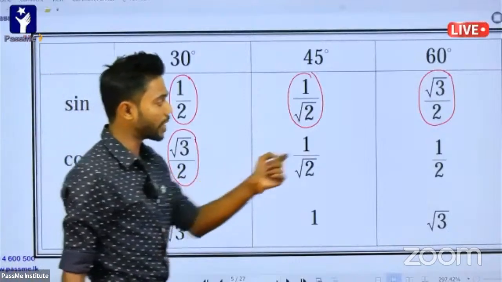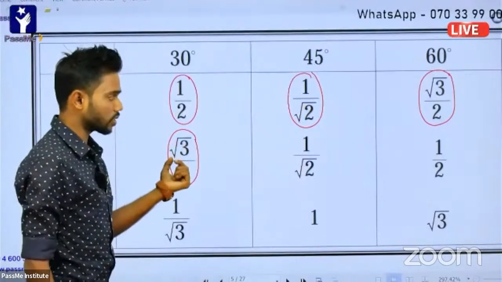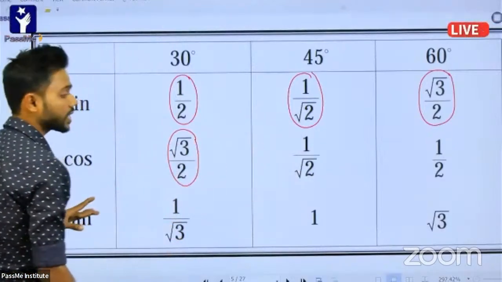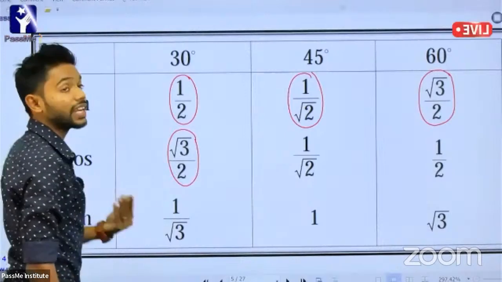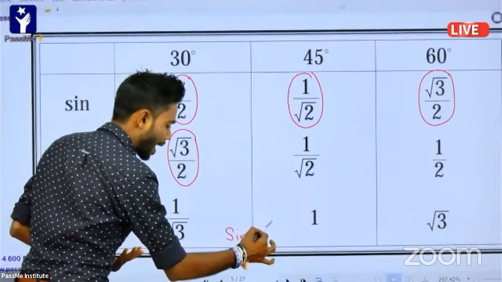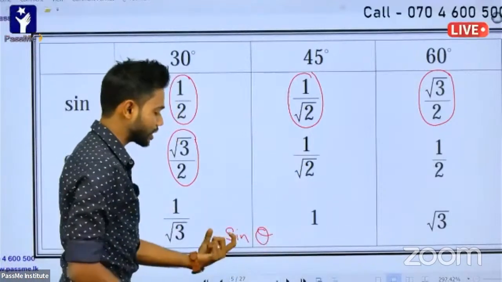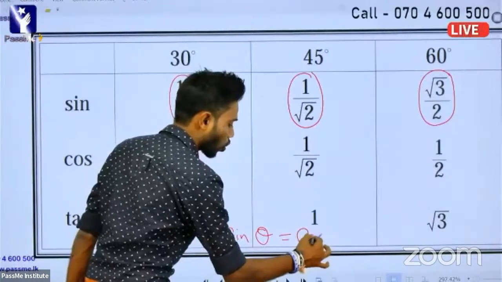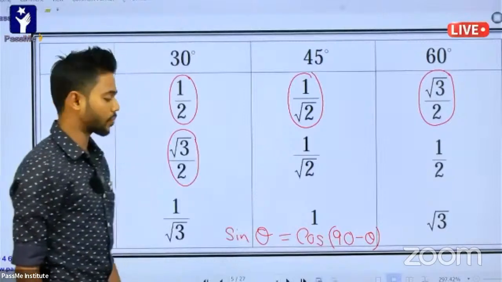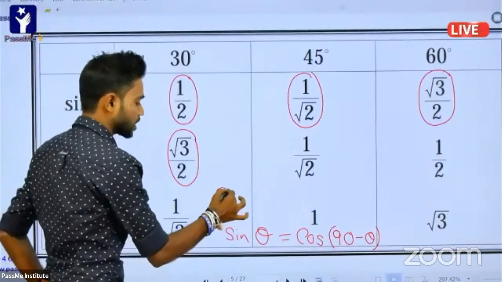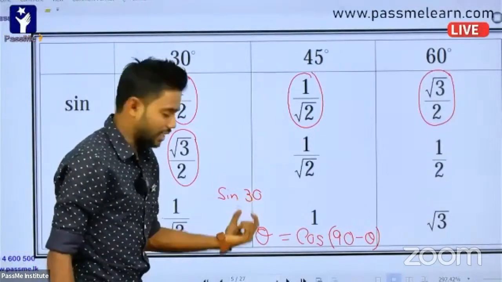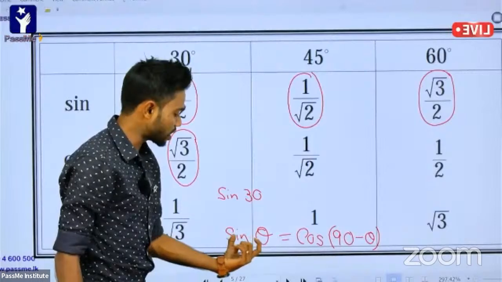So don't remember it like this, where this value comes in this place and that one comes here. You should have a systematic way. If you know the sine of some angle theta, that is exactly equal to cos of 90 minus theta. For example, if you want to find sine 30, instead of theta I can substitute 30.